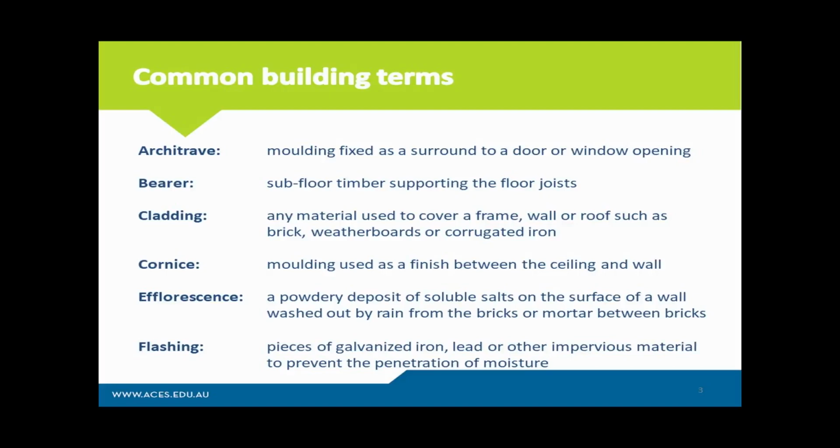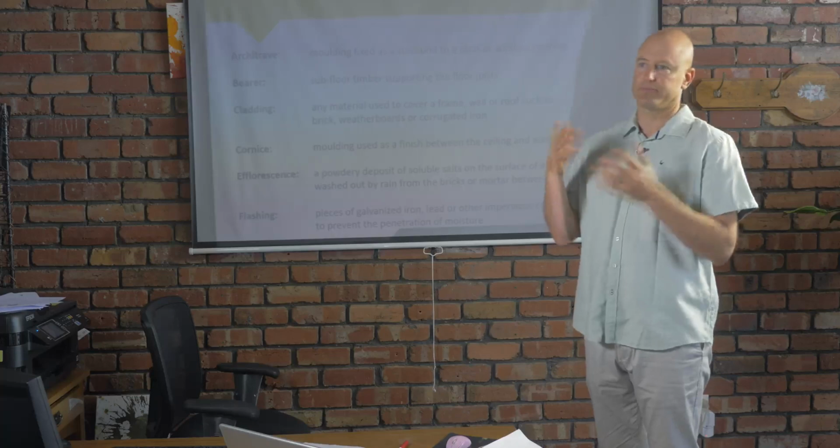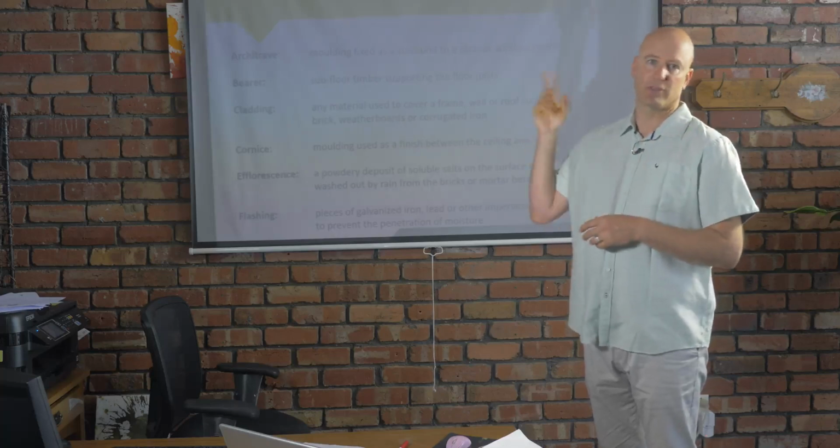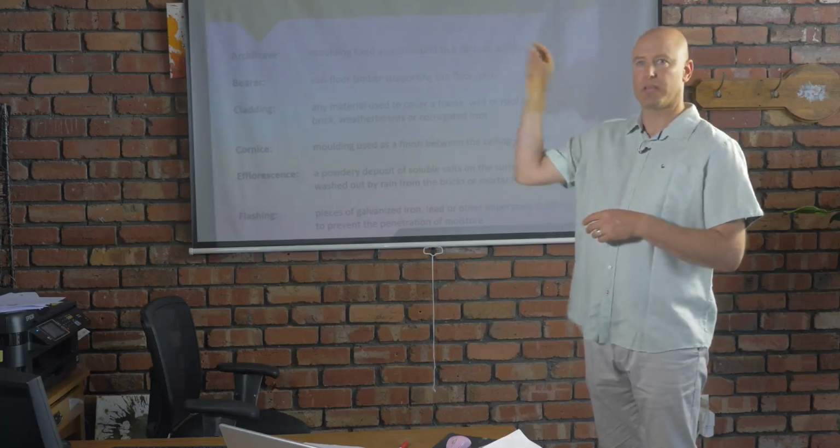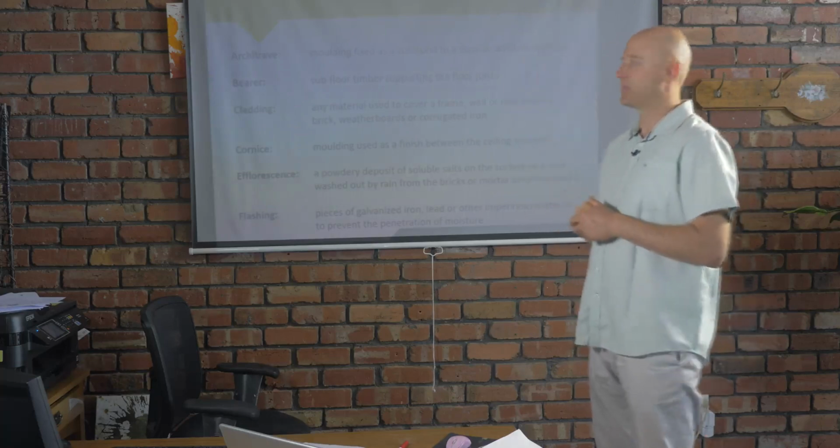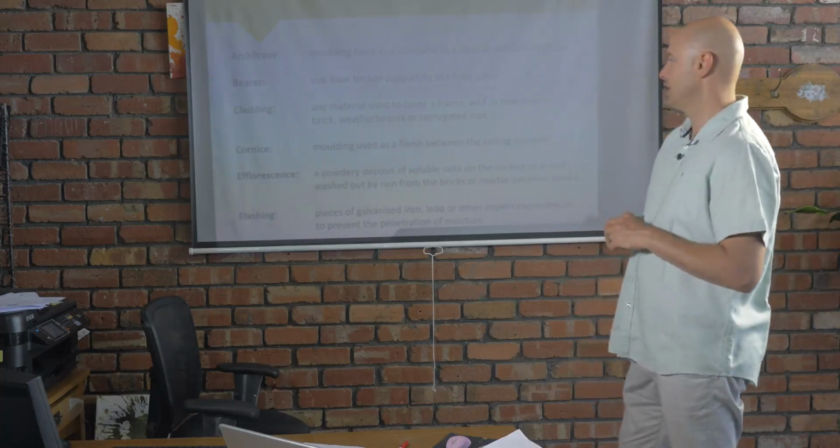A cornice is a molding used as a finish between the ceiling and the wall. So the cornice, that stands to reason. You've got the ceiling and you've got the wall right up at the top, and the cornice is the bit that goes around and joins the two.